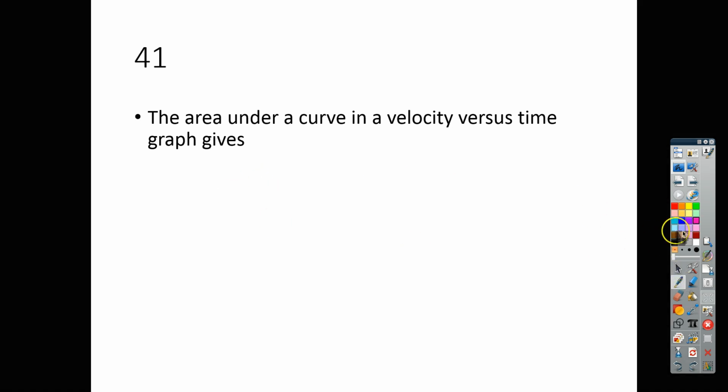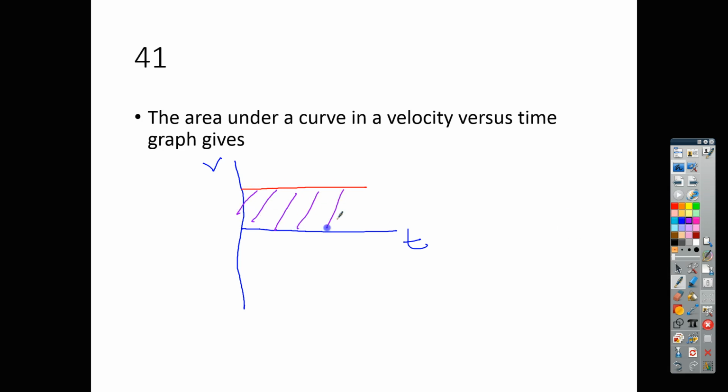For this first one, it says the area under the curve, so let's go ahead and draw. Well, that's not very good, but anyway, we've got velocity and time. Let's draw a red line for our constant velocity. And if I find the area under the curve, so let's actually use purple here. So I find the area, notice that it's just a rectangle. And for the rectangle, let's say this is 2 meters per second and this is 3 seconds.